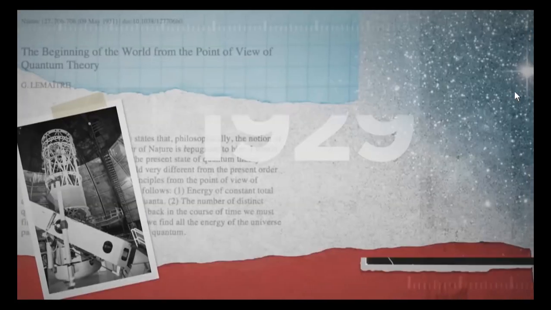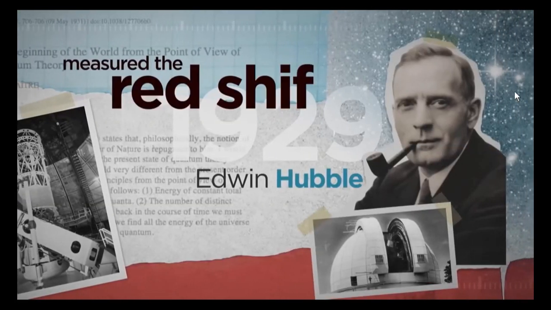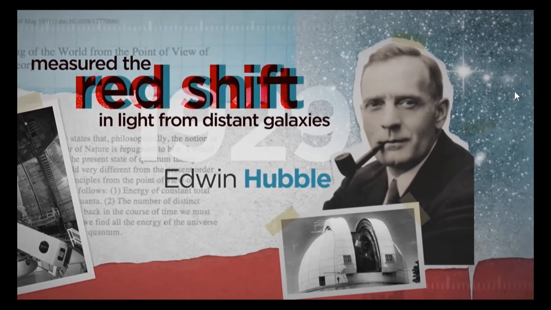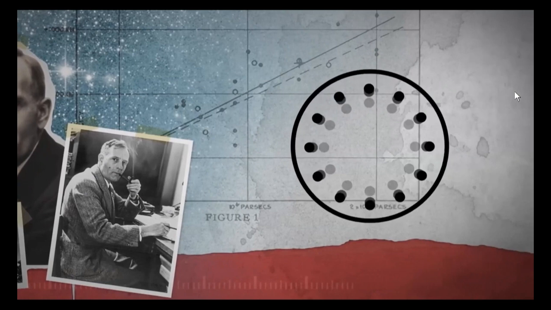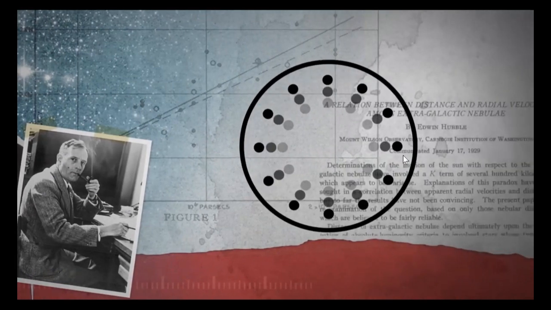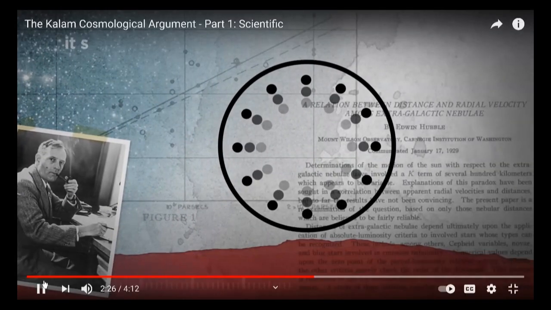Then in 1929, Edwin Hubble measured the red shift in light from distant galaxies. This empirical evidence confirmed not only that the universe is expanding, but that it sprang into being from a single point in the finite past.